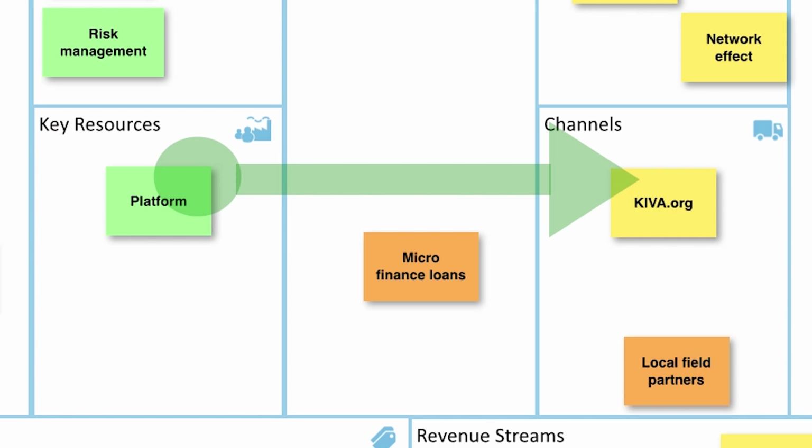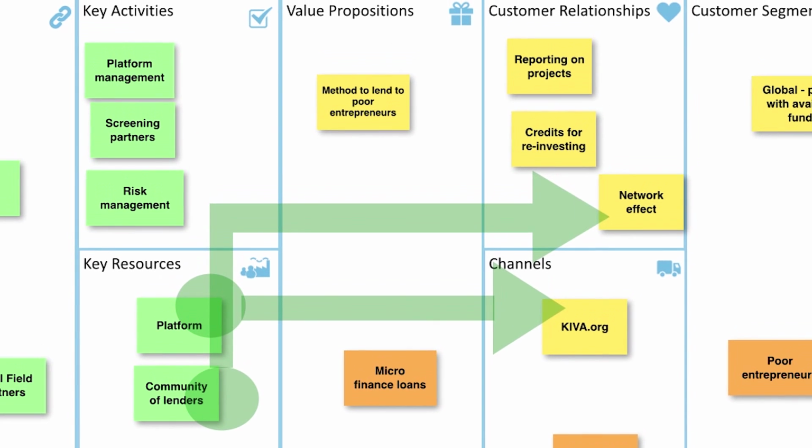The platform itself is obviously a key resource of the business, providing the channel through which all the transactions happen. But another key resource for the business is the community of people who are lending the funds. Kiva relies very heavily on a network effect as their acquisition strategy: current lenders bringing in new lenders. For example, I got involved in Kiva through a friend who had joined a lending group and then pulled me into that lending group.